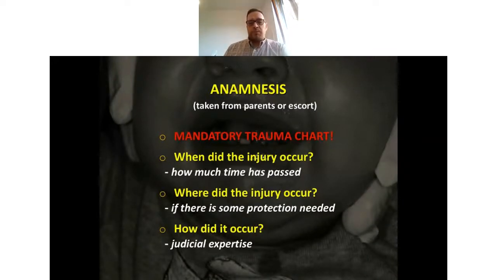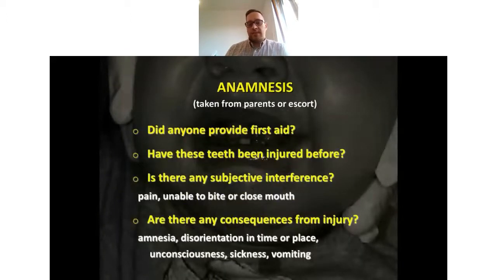Again, it is important because of judicial expertise, because later on you might be called to a courthouse and asked to answer why you wrote such things down. What is also important? Did anyone provide first aid? It's really important, because if someone did something before you got to the patient, then you need to know what they did, and in what way to continue the therapy.